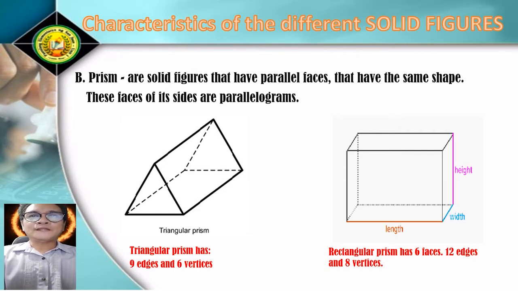Do you know that a cube is a part of a prism? As you can see, cube and rectangular prism both have 6 faces, 12 edges, and 8 vertices. The only difference is that the cube has congruent faces, while the rectangular prism has no congruent faces.